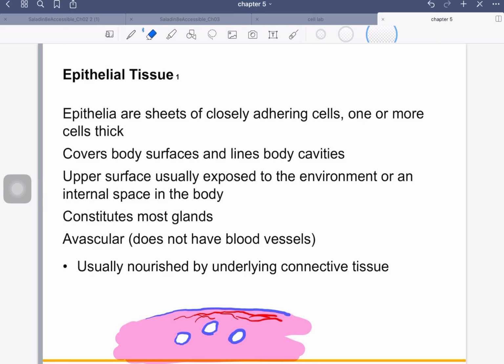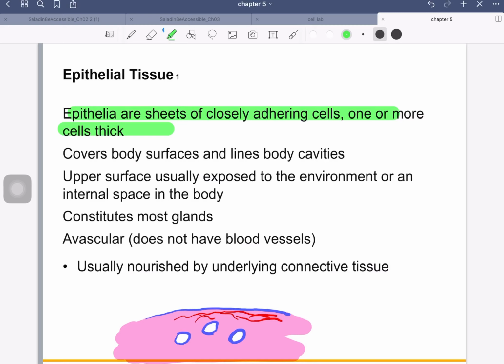In this video, we'll be talking about epithelial tissue, the subclassifications of this tissue type. So let's start by thinking about where epithelium is and some of the basic characteristics. Epithelia are sheets of closely adhering cells, and they can be one layer thick or have multiple layers of thickness.